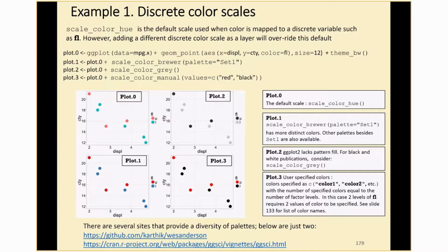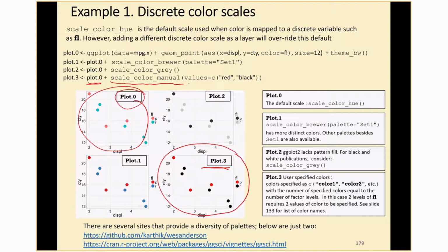remember we did this. We had our initial plot 0, that looked like this. And to make plot 3, we started off with plot 0, and we added scale_color_manual, values equal C. We paid attention to our order. The premium got red, and the regular got black. So that's what we're going to do here.